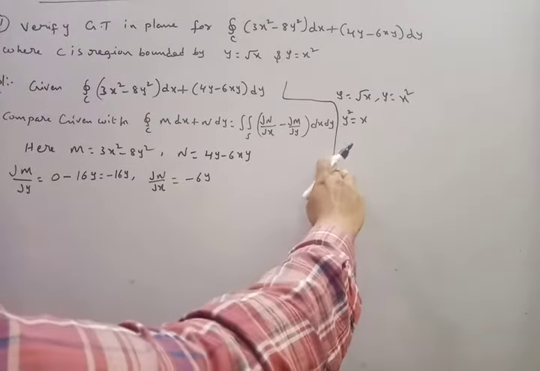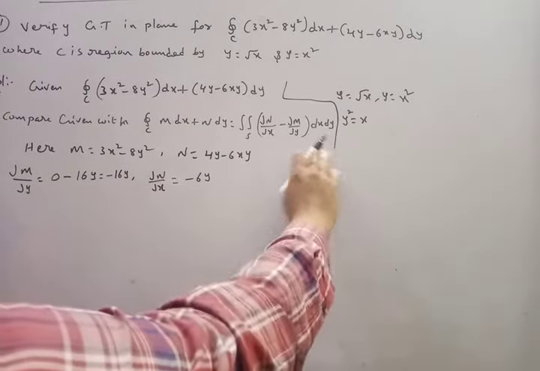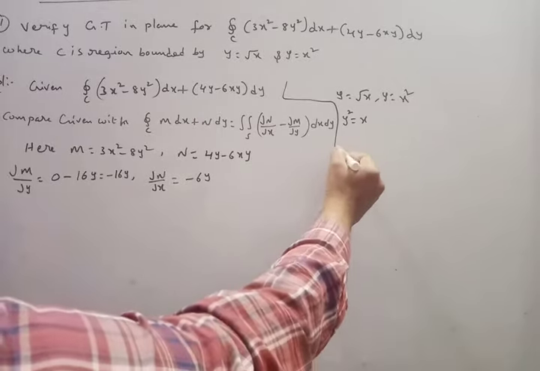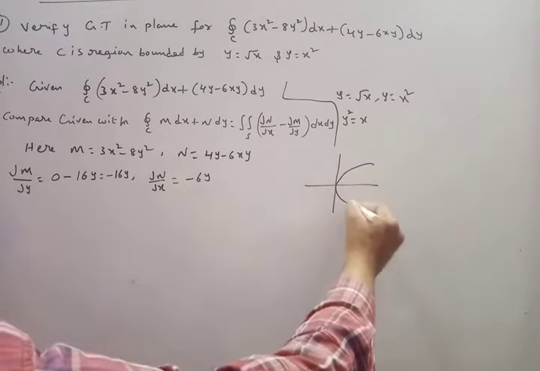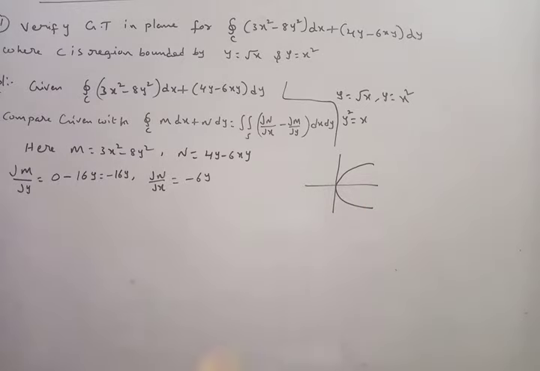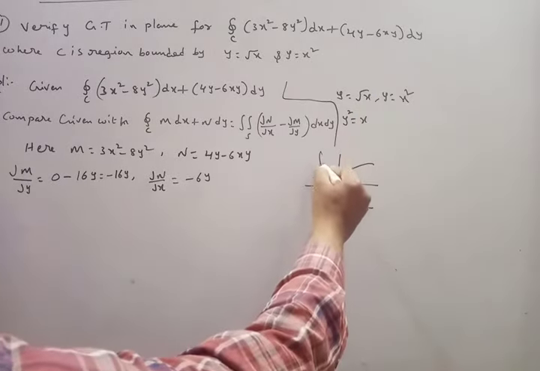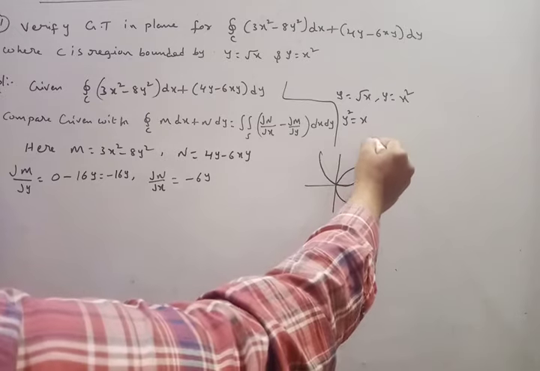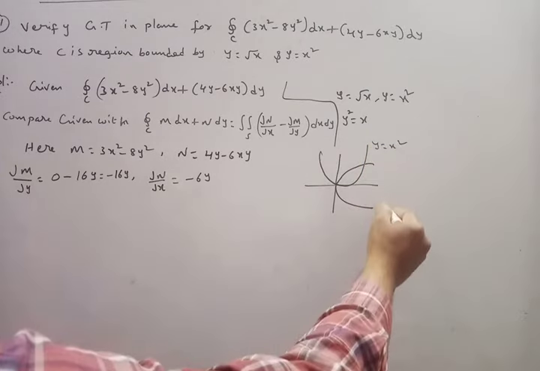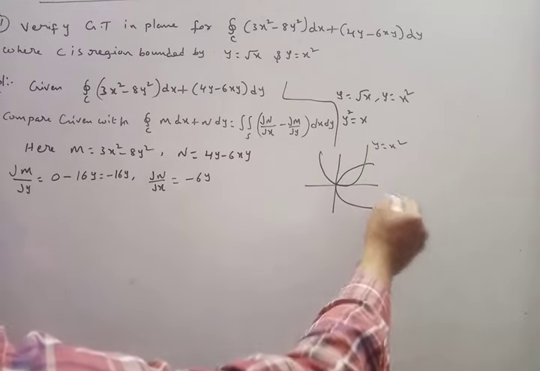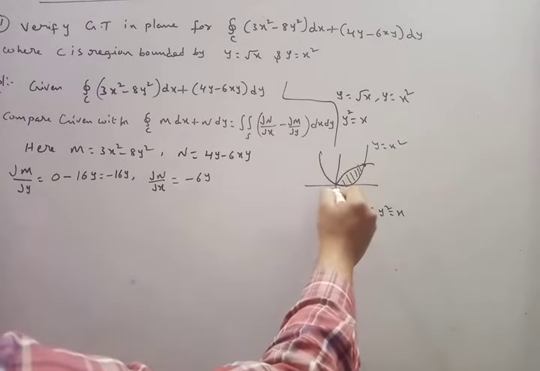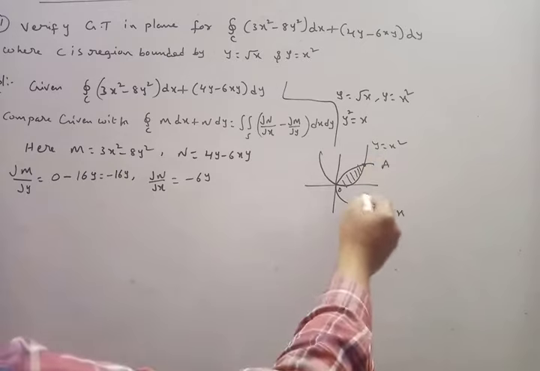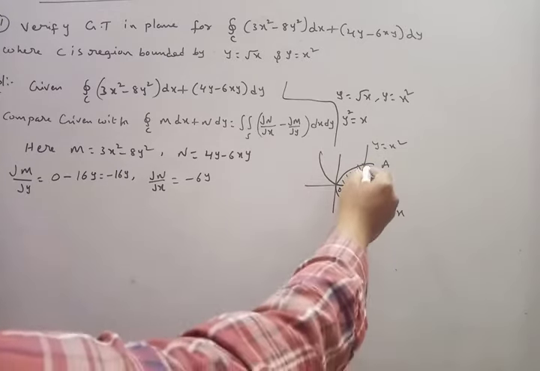That means what is the diagram? Y square is equal to 4ax is a parabola, right? Then y is equal to x square is a parabola like this. This is y is equal to x square and this is the curve y square is equal to x. This is 0. So this region we have to find. This point is A. When we solve these two, we get this A value.